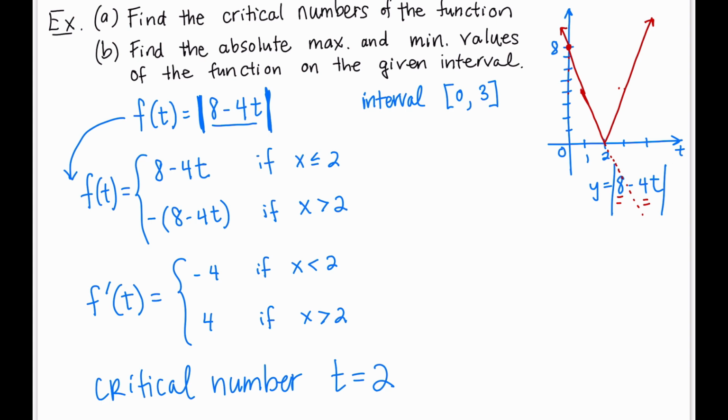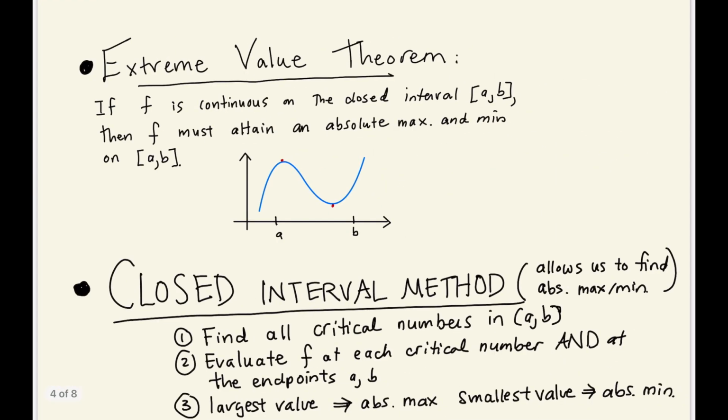So let's look at the second part of the question, part B. Part B asks us to find the absolute maximum and minimum values of the function on the given interval. In order to find the absolute max and absolute min, I'm going to use the extreme value theorem and the closed interval method.